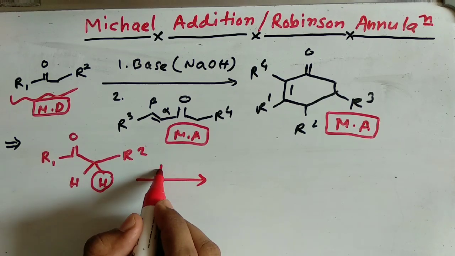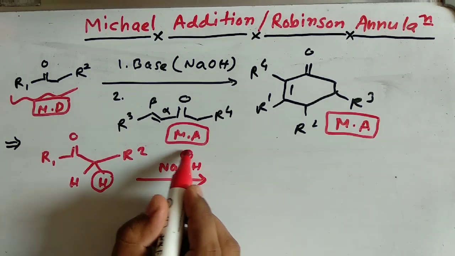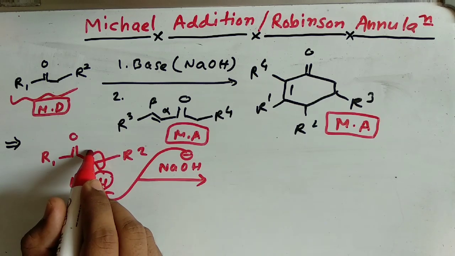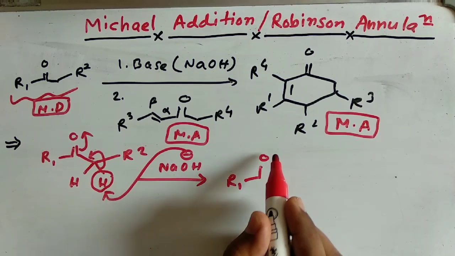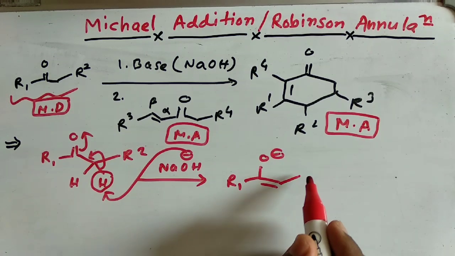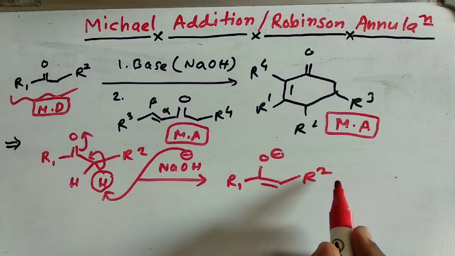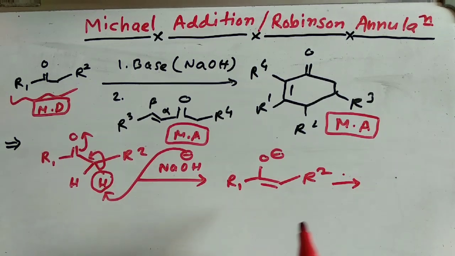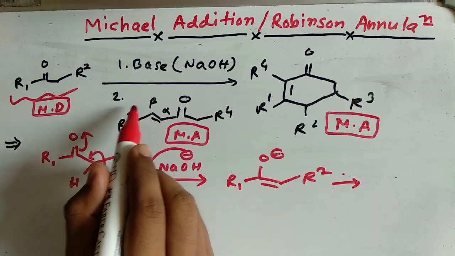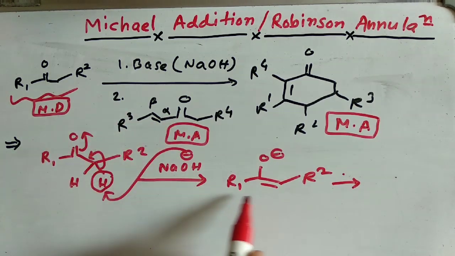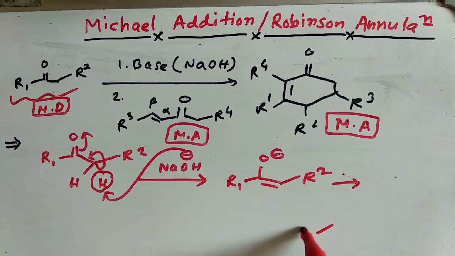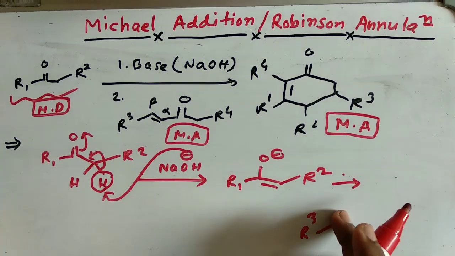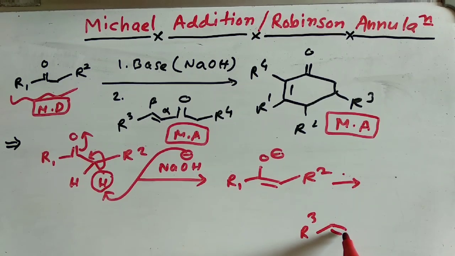So in the presence of NaOH, that is the source of OH minus, a strong base, this negative charge will be formed, and then this kind of resonance will occur. So finally we get one negative charge, double bond, then R2. Okay, so this then attacks the Michael acceptor. The beta position is less hindered than the keto group, that's why this negative charge will attack the beta position. How? Let's see the reaction mechanism in the second step.